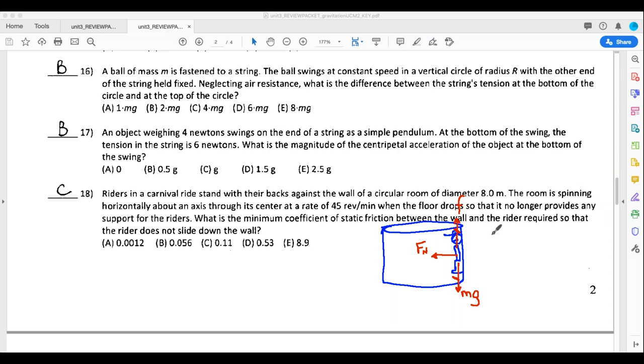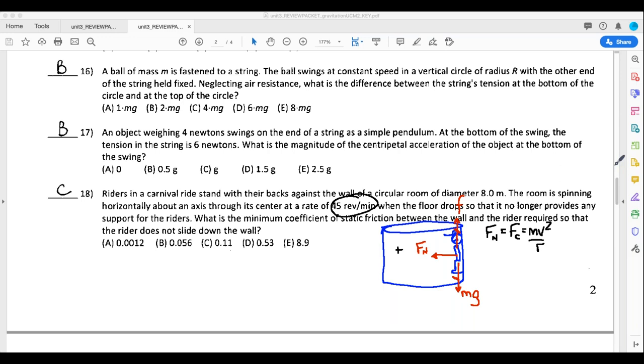All right, so we can set up a dynamics equation in the x direction. We'll say that the normal force, which is radially inward, is the only force, and therefore we'll call it our centripetal force. And the centripetal force is equal to mv squared over r. Well, we can figure out the speed from its rotational rate, right? We would call that its spin rate, or more formally, its angular speed or angular velocity, if we knew its direction. It's 45 revolutions per minute.